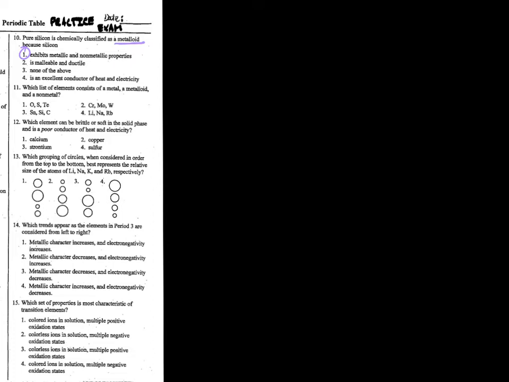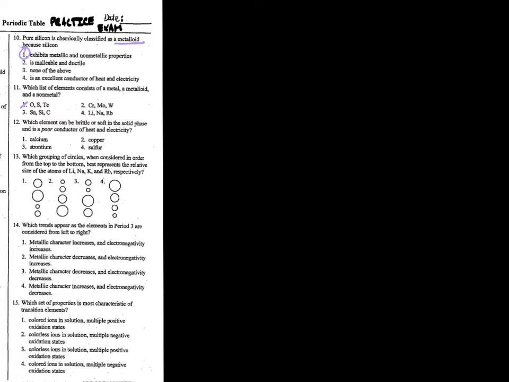Number 11. Which list of elements consists of a metal, a metalloid, and a non-metal? So that means let's start with looking at the metals. Which of those 4 choices starts off with a metal? So, choice 1, oxygen is a non-metal, so that's not an answer. Now looking at 2, 3, and 4, chromium, lithium, and tin are all metals. So they're good so far.